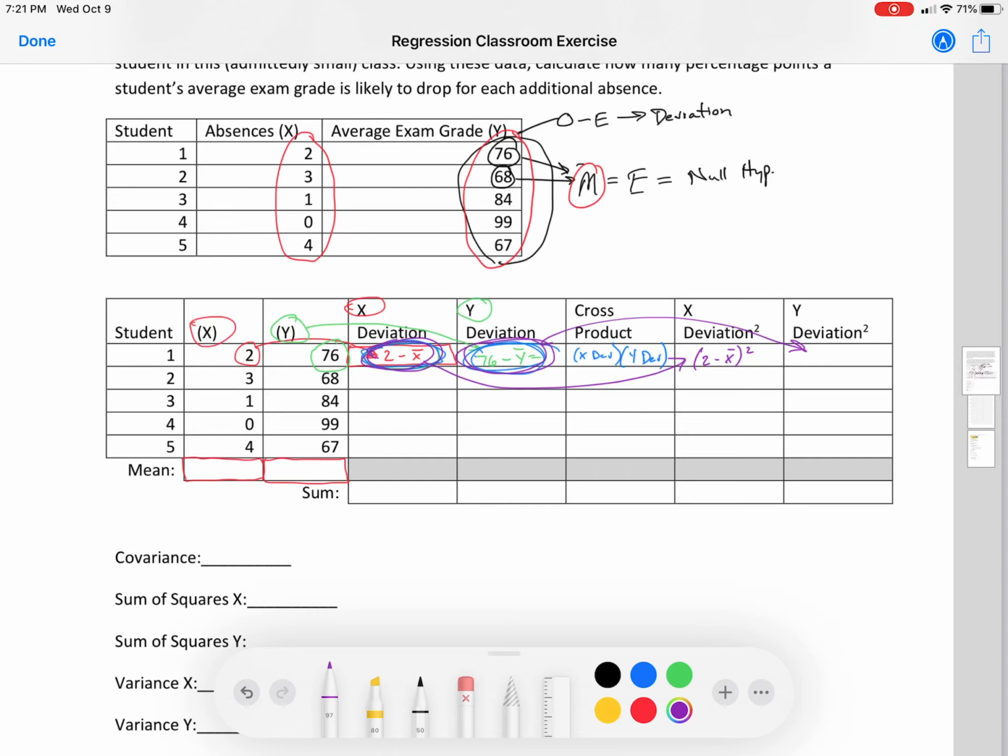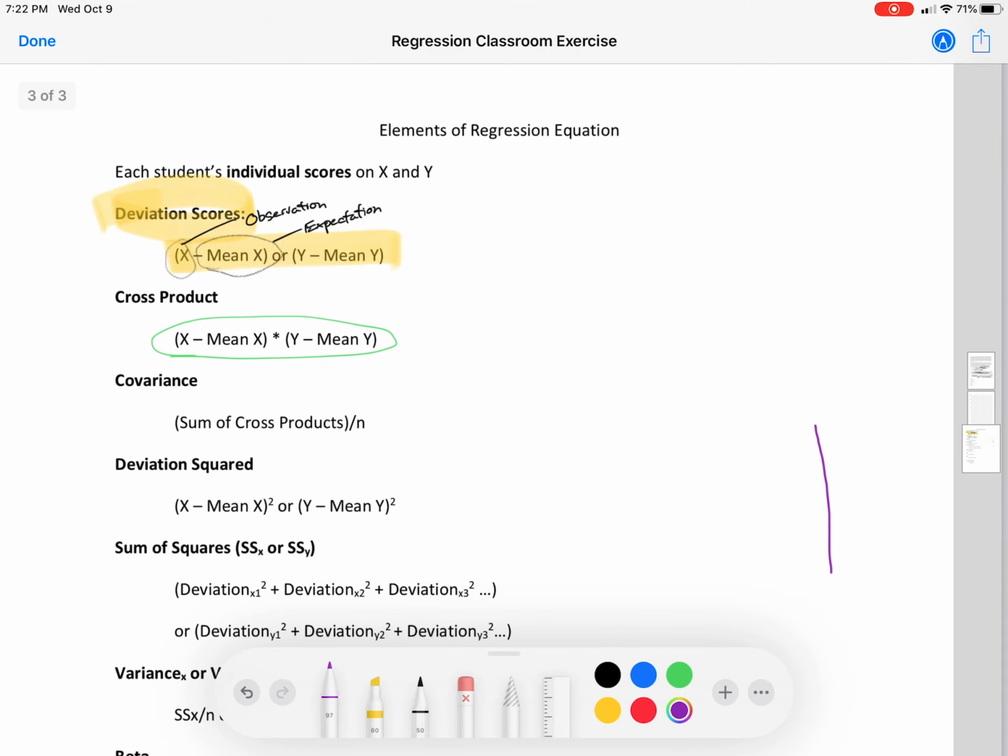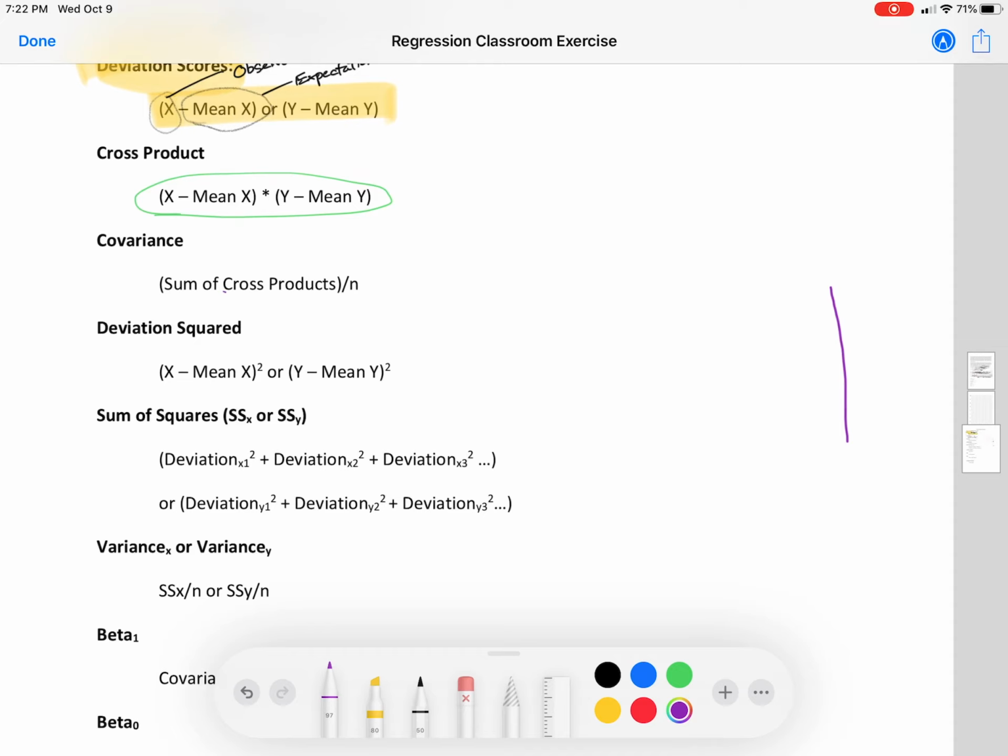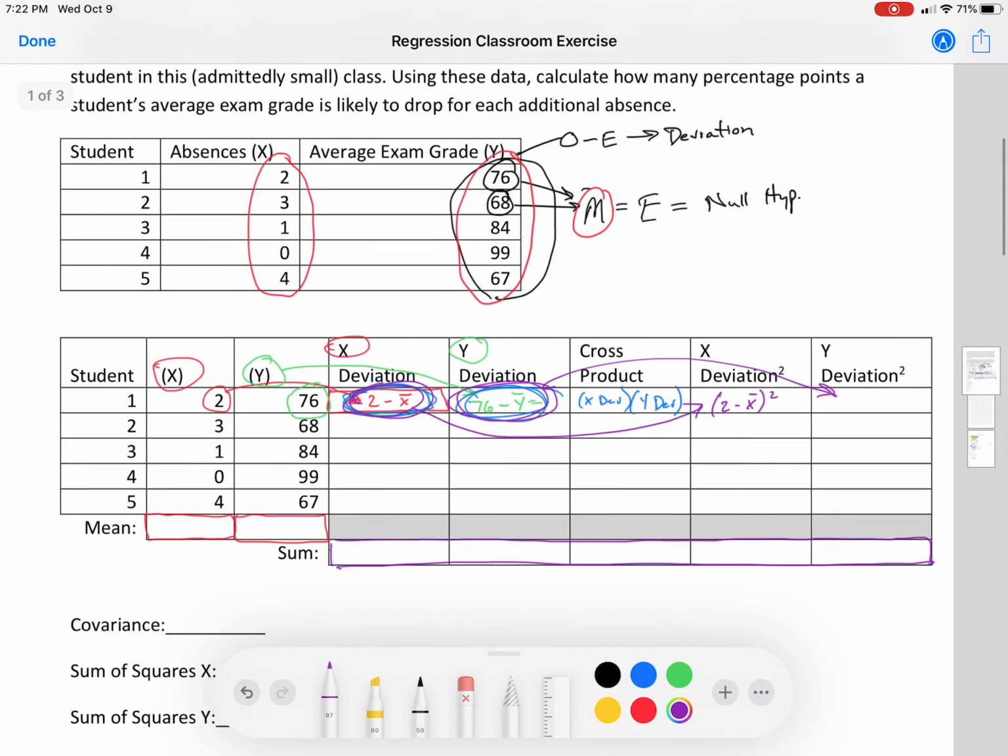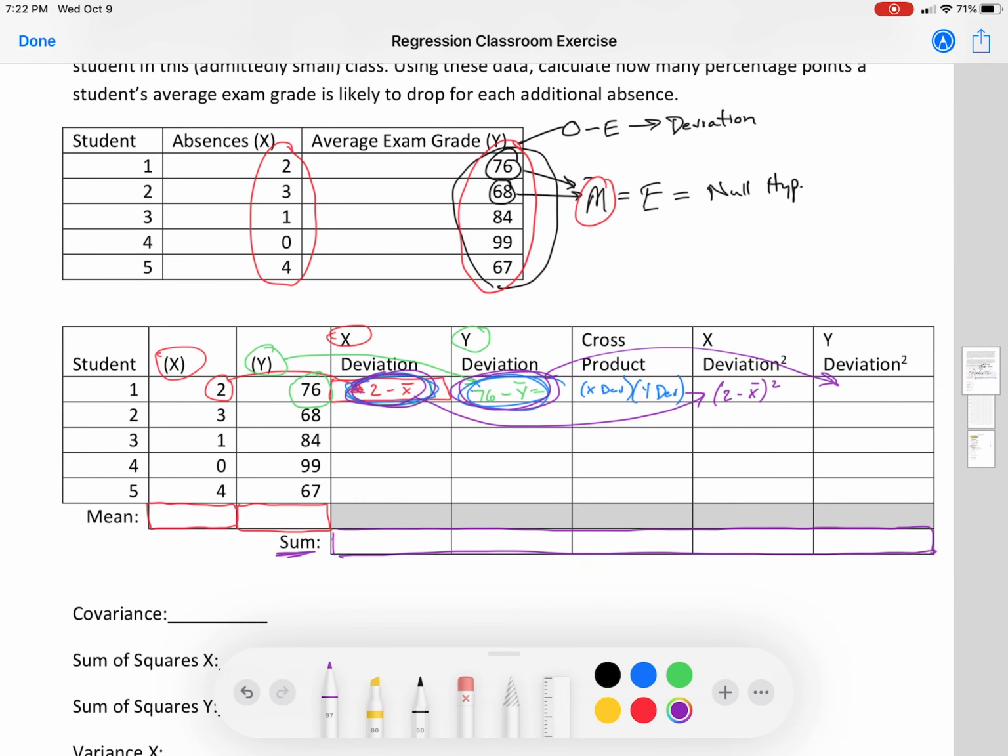All you're going to do is this for these 5 students. Once you do this, you're then going to sum up a lot of these scores, because you're going to need the sums in order to figure out some of the other elements. For instance, here I'm going to need the sum of the cross products. Down here I'm going to need the sum of the deviation squares of x and the sum of the deviation squares of y.